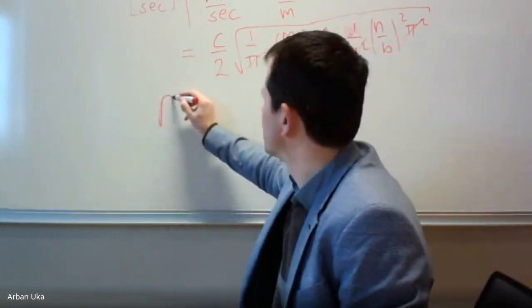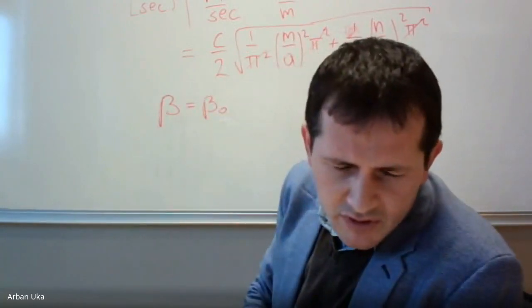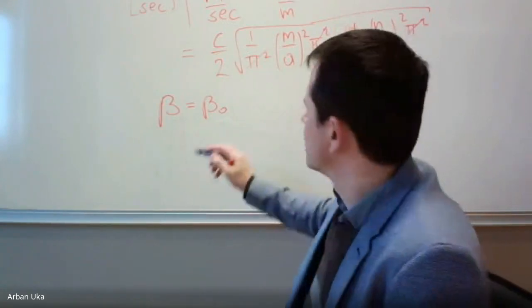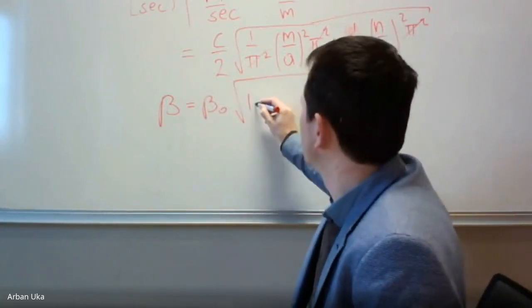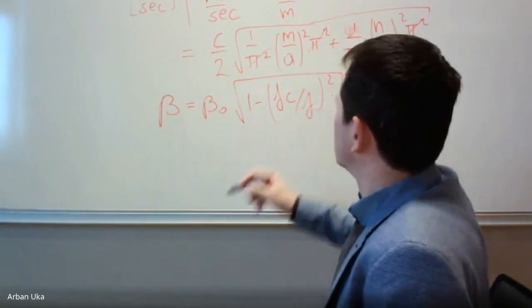Okay, let's assume we have this equation. Beta is equal to beta 0 times... so beta is a phase difference. This decreases when we go inside the waveguide, and this is equal to the square root of 1 minus the cutoff frequency divided by the frequency, all squared. Okay.